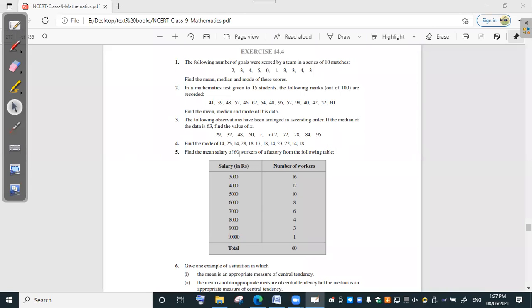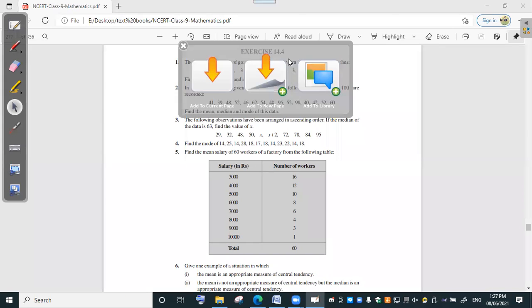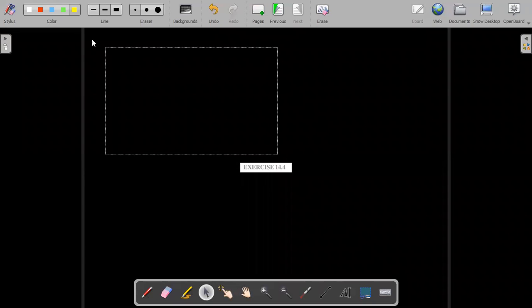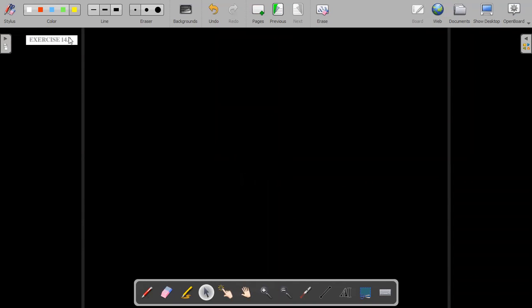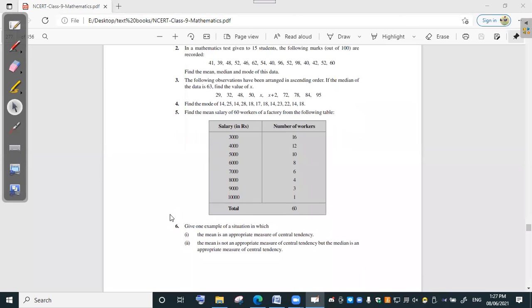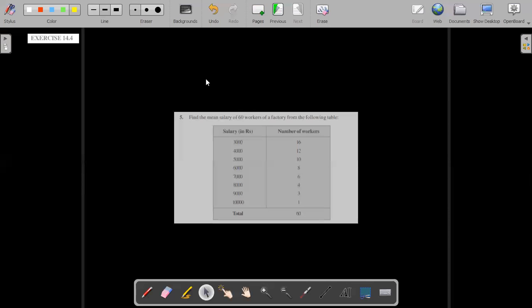Question number 4 is directly the mode. You have to check which number is occurring the maximum number of times. Then for question number 5, we have been given one table and there are some questions. I'll take question number 5. Find the mean. Here frequency and values are given, and we have to find the mean.